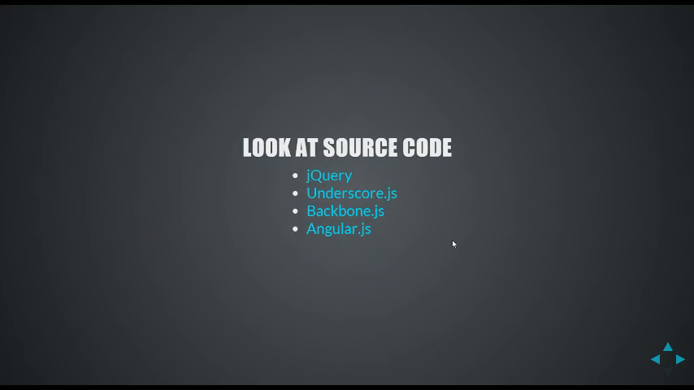Another great resource for improving your JavaScript is to look at source code. jQuery is a great example. It's hosted on GitHub. The source is on GitHub, so you can clone it to your local machine and dig through it. Underscore and Backbone are also on GitHub. They're great resources to dig through.